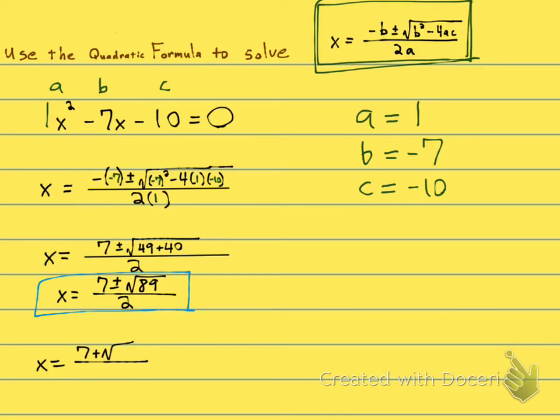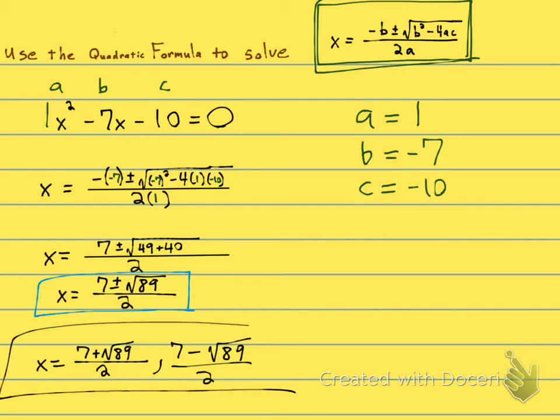7 plus square root of 89 over 2. 7 minus square root of 89 over 2. Okay, and these are numbers. If you do square root of 89 in your calculator, you'll get a number. It's just a number that's going to have a repeating decimal. That's your two answers.